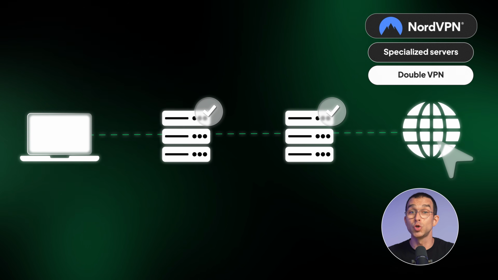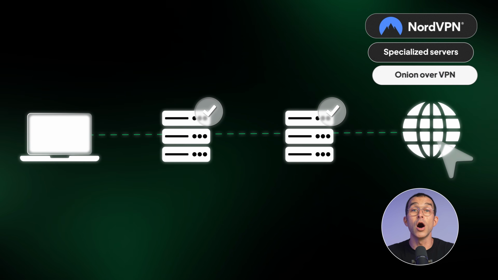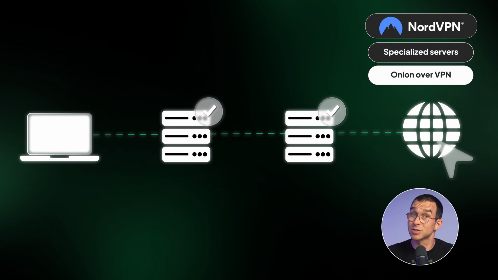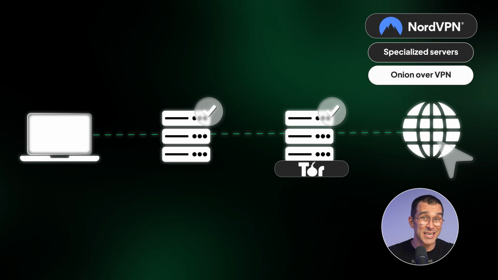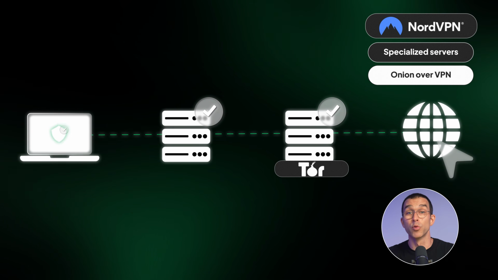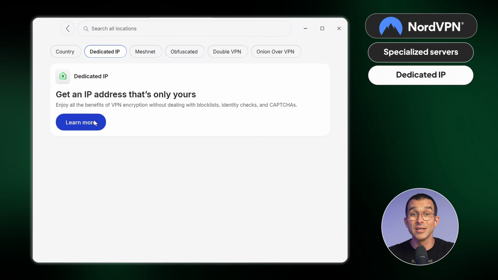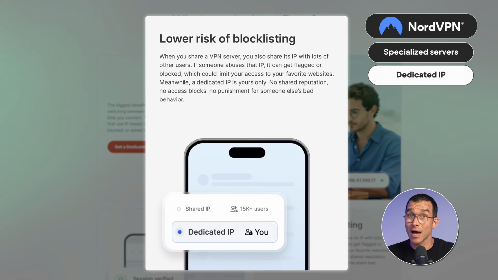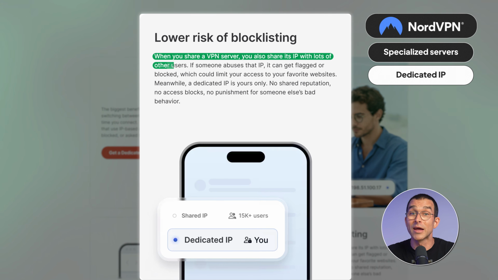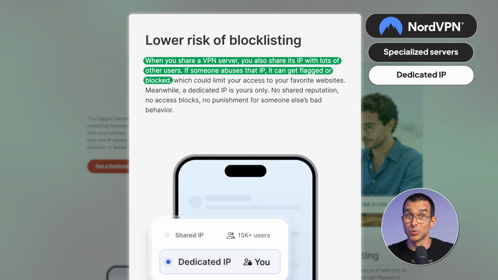Double VPN chains 2 servers together to throw off trackers and further protect your anonymity, and Onion over VPN does the same, just substituting the second server for the Tor network. The way it works is a bit technical, but the main point here is that it improves your security but also slows down the connection. Now, a dedicated IP is a paid add-on that'll give you a unique IP address to use with NordVPN. Since some websites don't like dynamic IPs or even blacklist IPs that are regularly used by multiple people, a unique IP just for you can bypass those restrictions.